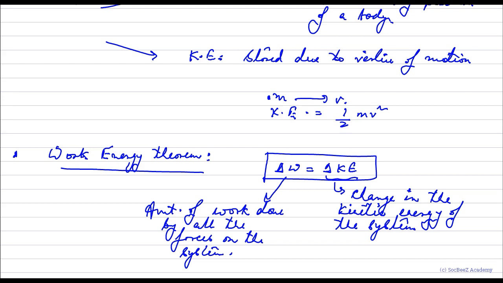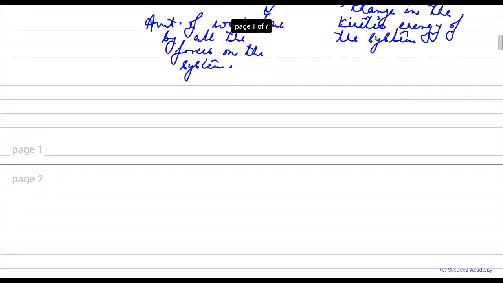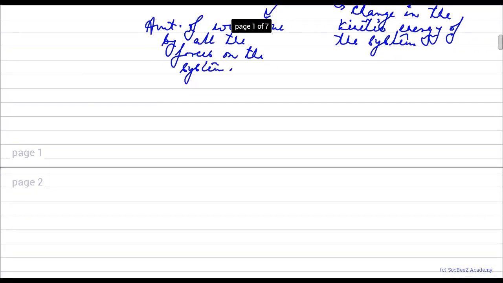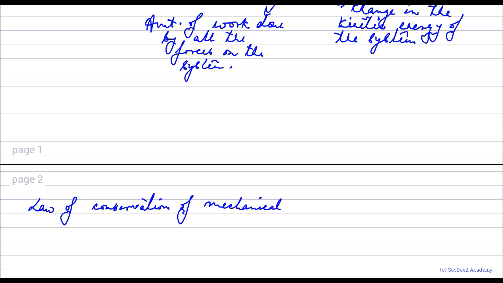Now the law of conservation of mechanical energy is basically a special case of the work energy theorem. The work energy theorem works in case of conservative as well as non-conservative forces, but the law of conservation of mechanical energy works only for conservative forces. It states that the sum total of the kinetic energy and potential energy remains the same in a system at any instance of time when it is subjected to conservative forces only.